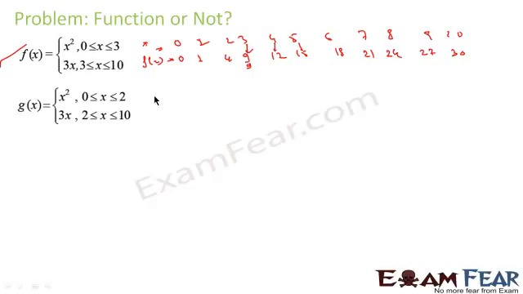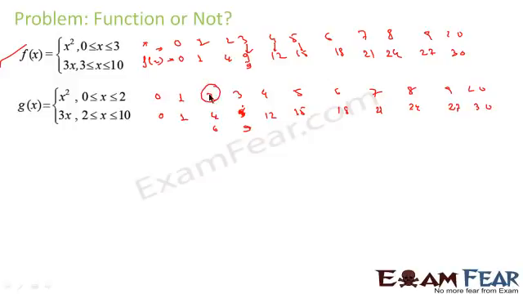Now let's see scenario 2. Again let me write 0, 1, 2, 3, 4, 5, 6, 7, 8, 9, 10. For 0 to 2 it is x square: 0 square, 1 square, 2 square. Now from 2 to 10 it is 3x. So for 2 also it is 3 into 2, 6. This is 3 into 3, 9. 4 into 3, 12. 5 into 3, 15. 6 into 3, 18. 7 into 3, 21. 8 into 3, 24. 9 into 3, 27. And 3 into 10, 30.